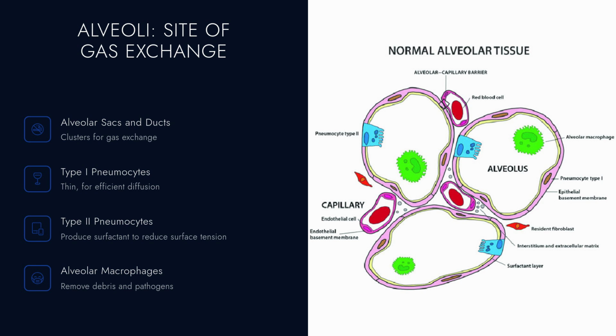Alveolar macrophages clear debris and pathogens. In critical care, alveolar damage from pneumonia or ARDS impairs gas exchange, necessitating oxygen or ventilation support. Protecting these structures is a priority.